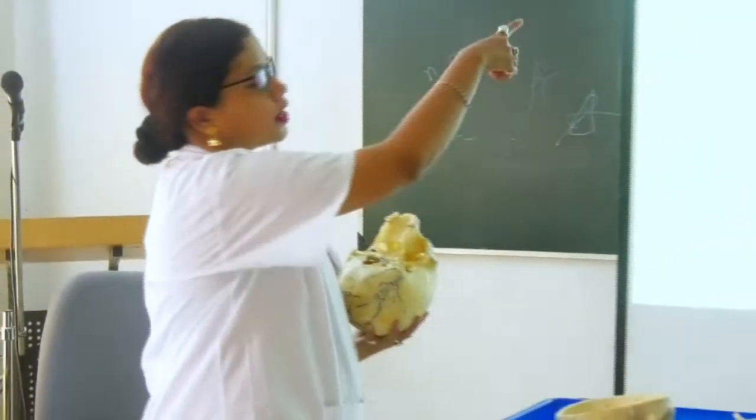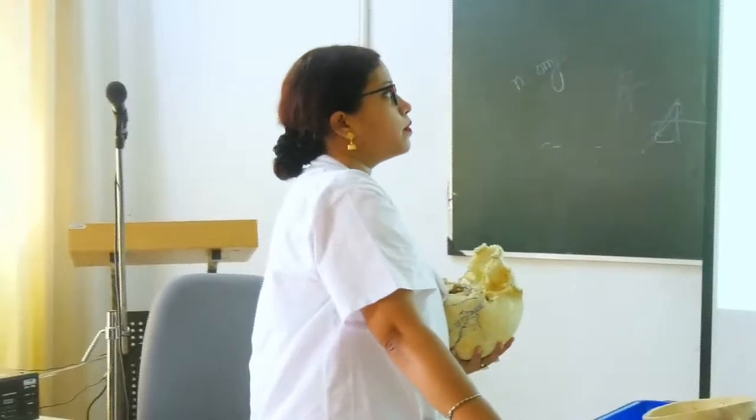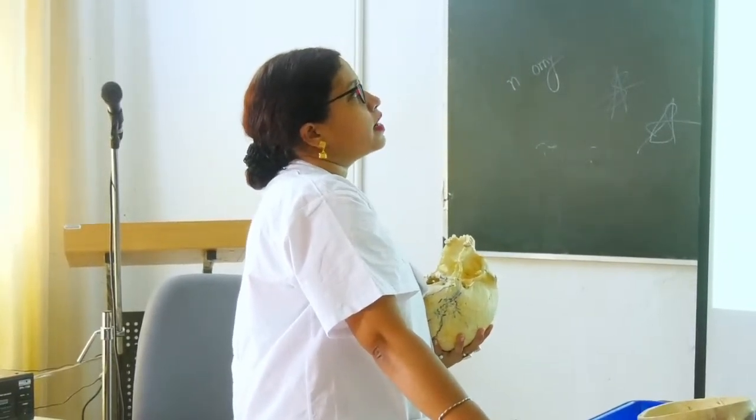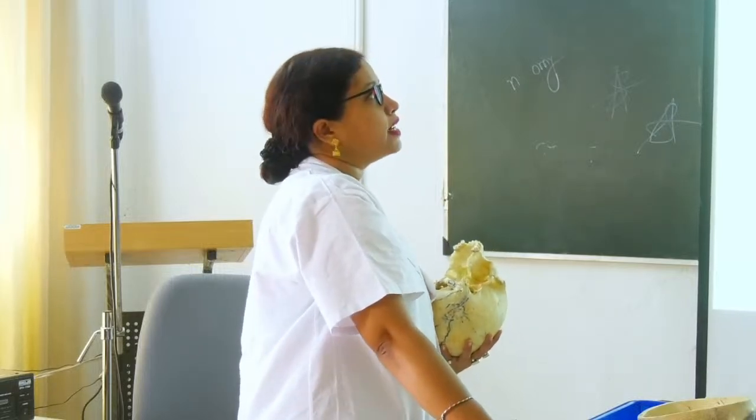See over there, the cribriform plate, which bone will it be in? Frontal bone. Okay, frontal bone. Then next one is, so this is the first nerve. In the cribriform plate, what will be there? The first nerve, or the olfactory nerve.